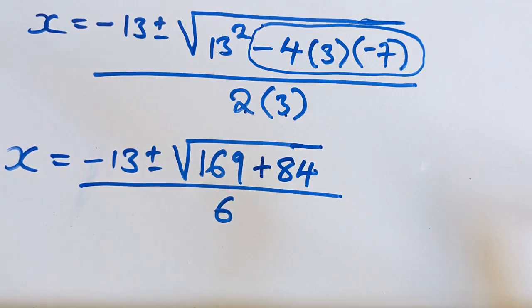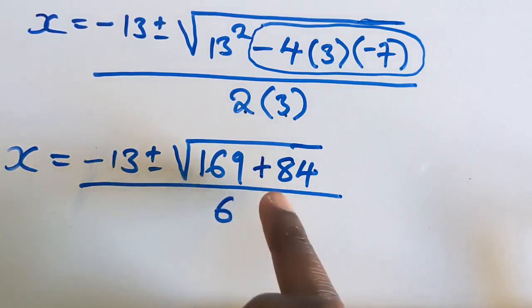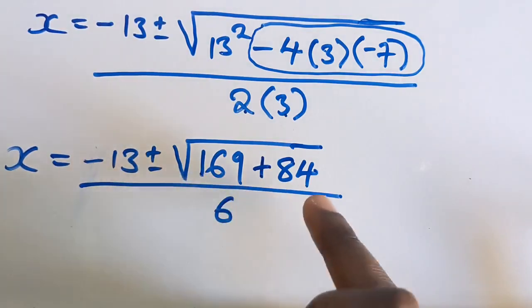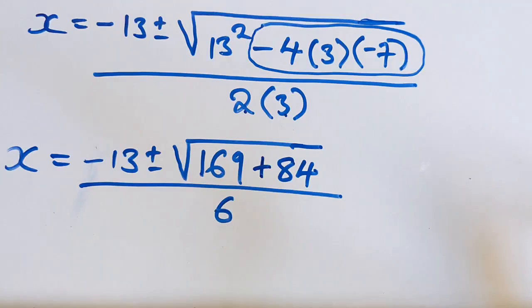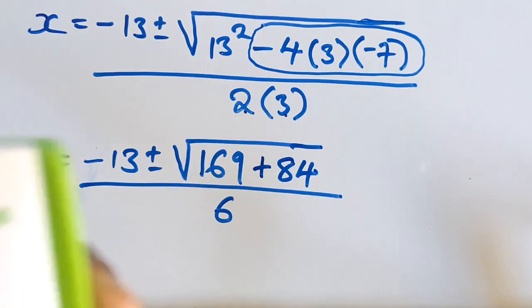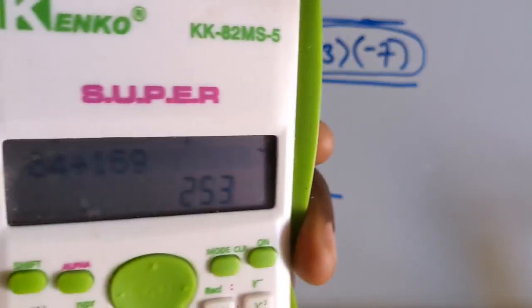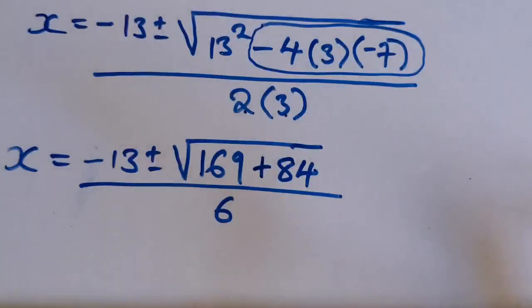So the next thing that you can do is to add this 169 plus 84. 169 plus 84, you're going to have 253. That is your answer there.